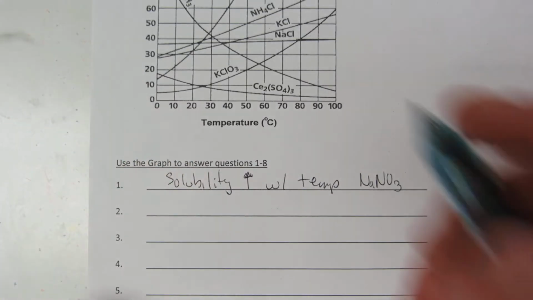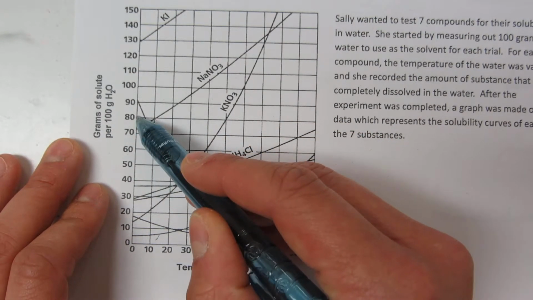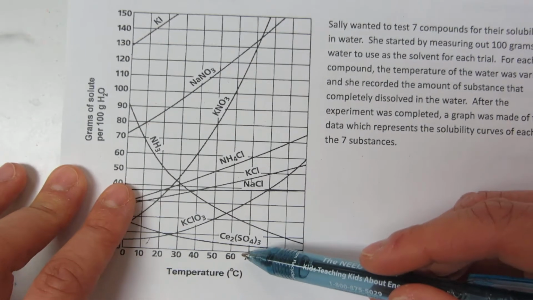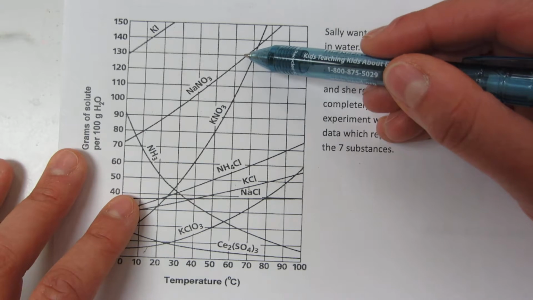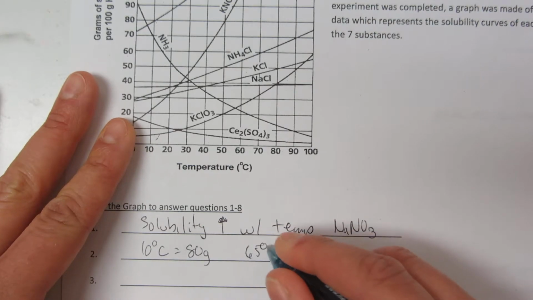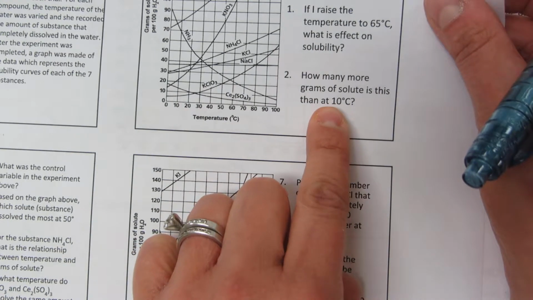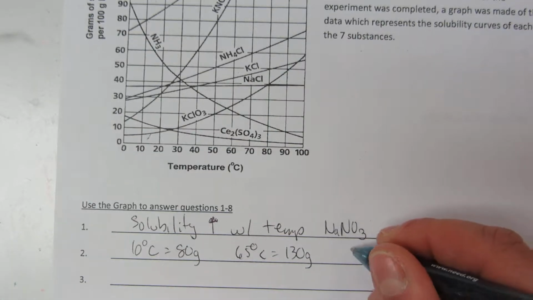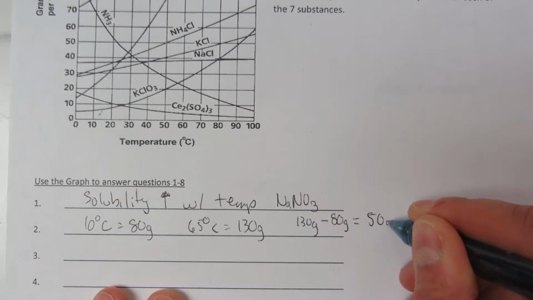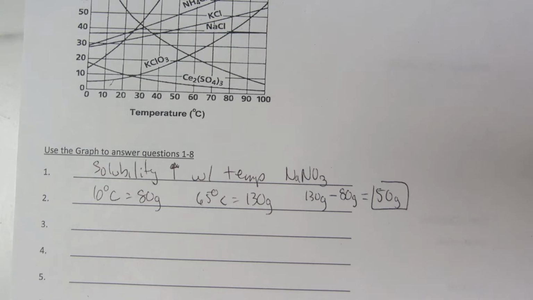Okay. Number two is asking how much more you can actually dissolve than at 10 degrees Celsius. So NaNO3, I'm going to find that line. At 10 degrees Celsius, I can see that the Y is at about 80. So at 10 degrees Celsius, you've got about 80 grams. At 65, we're going to estimate here, it's at about 130 grams. So see how I'm at 130 right here? The question was asking how many more grams could you dissolve than at 10 degrees? So if we just subtract 130 grams minus 80 grams, that would be 50 grams. So you can dissolve 50 grams more of this NaNO3 when you increase it by 55 degrees Celsius.